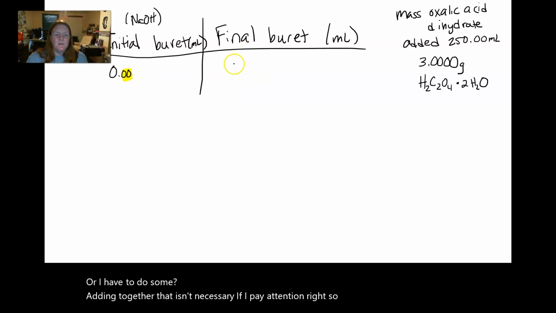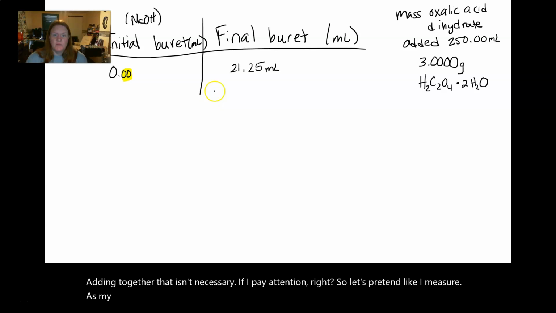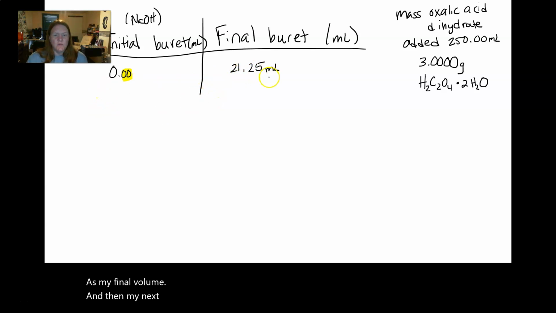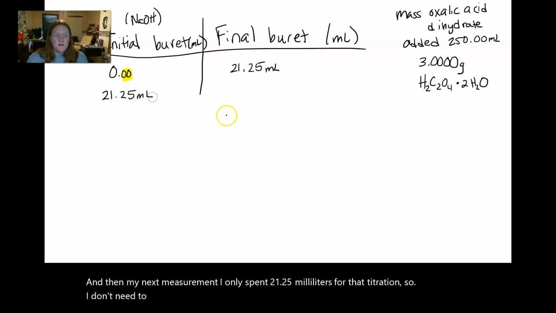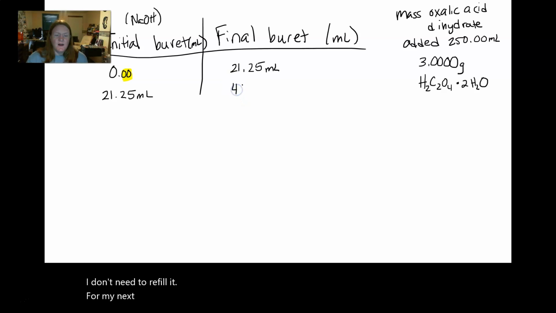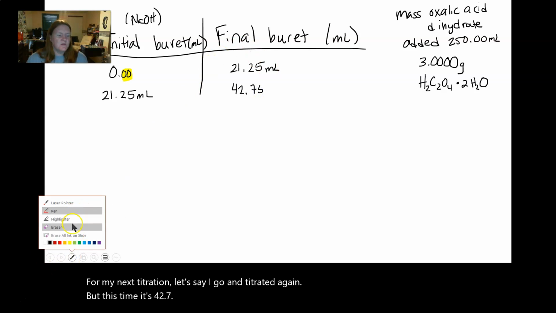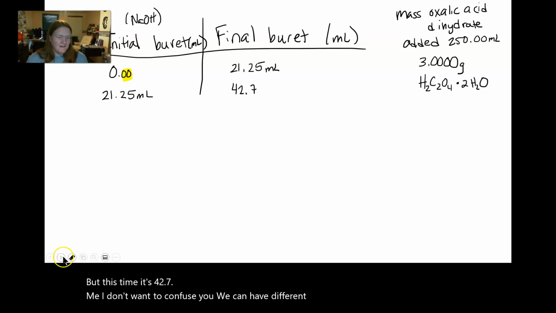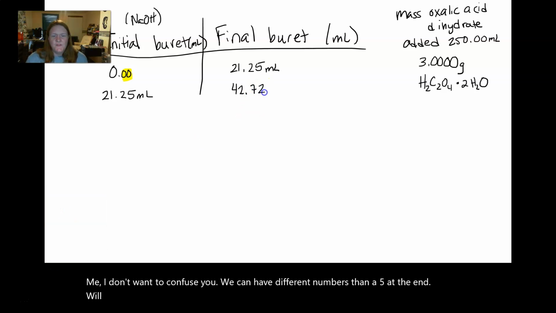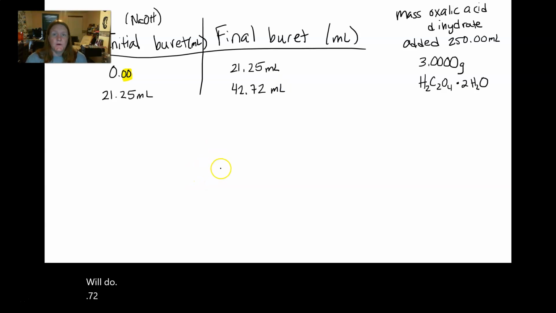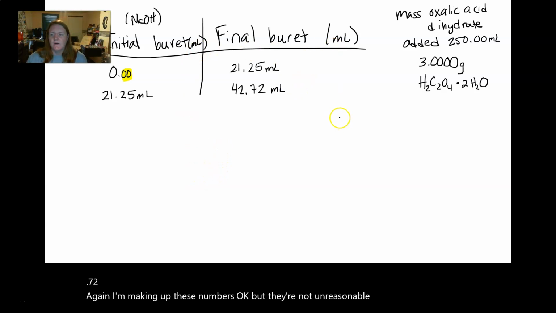So let's pretend like I measure this as my final volume. And then my next measurement, I only spent 21.25 milliliters for that titration, so I don't need to refill it. For my next titration, let's say I go and titrate it again, but this time it's 42.7. I don't want to confuse you. We can have different numbers than a 5 at the end. We'll do 0.72. Again, I'm making up these numbers, okay? But they're not unreasonable for the experiment you're doing.